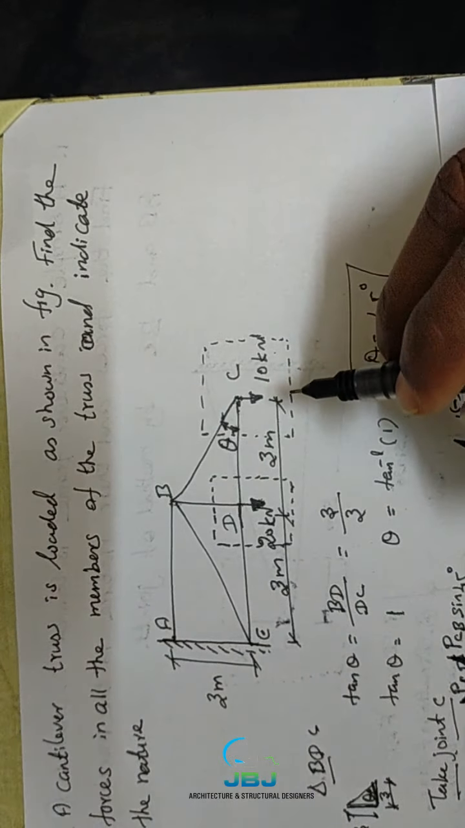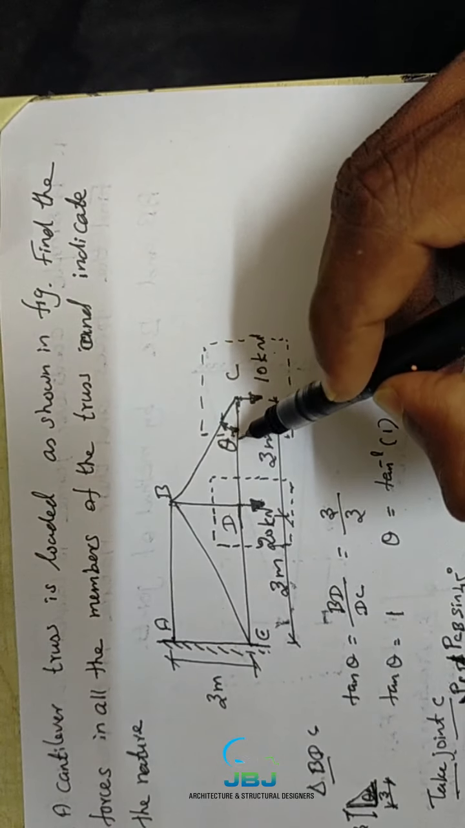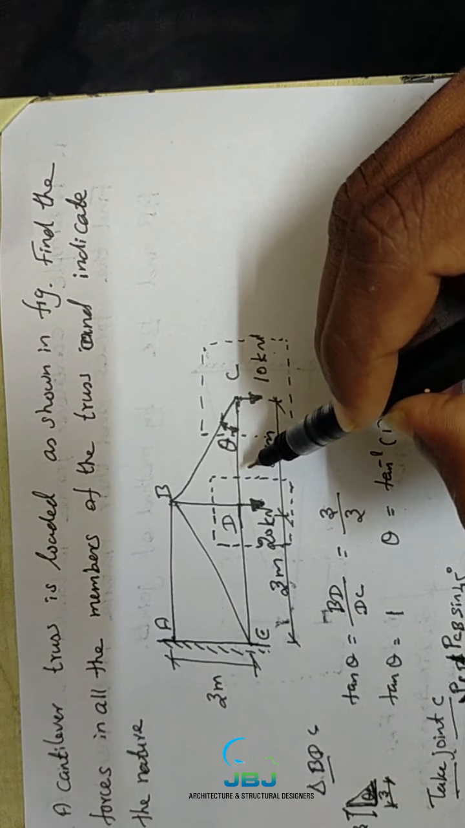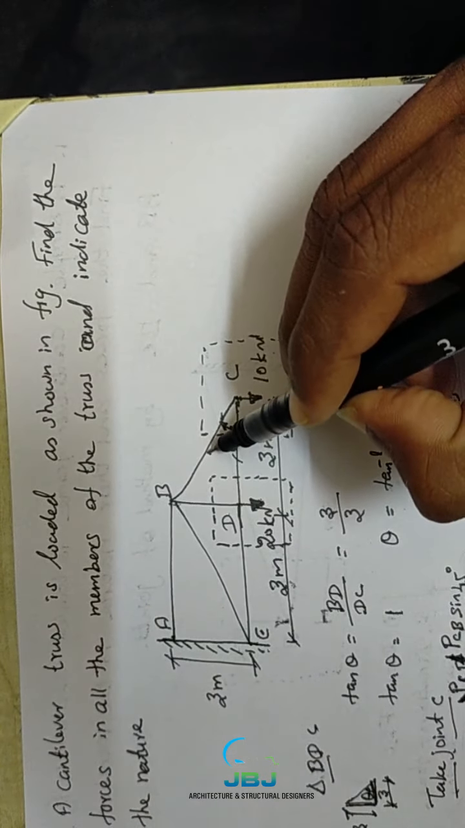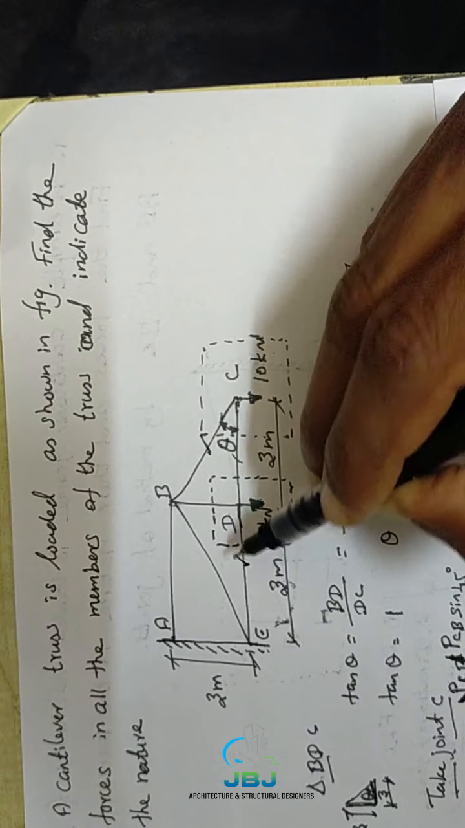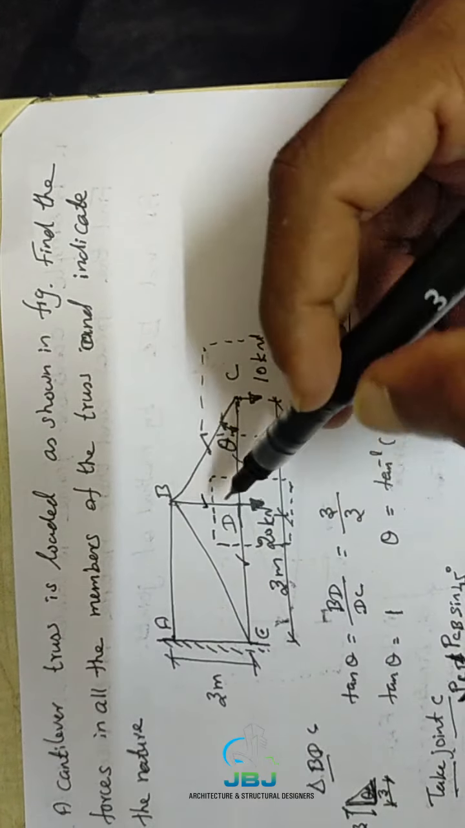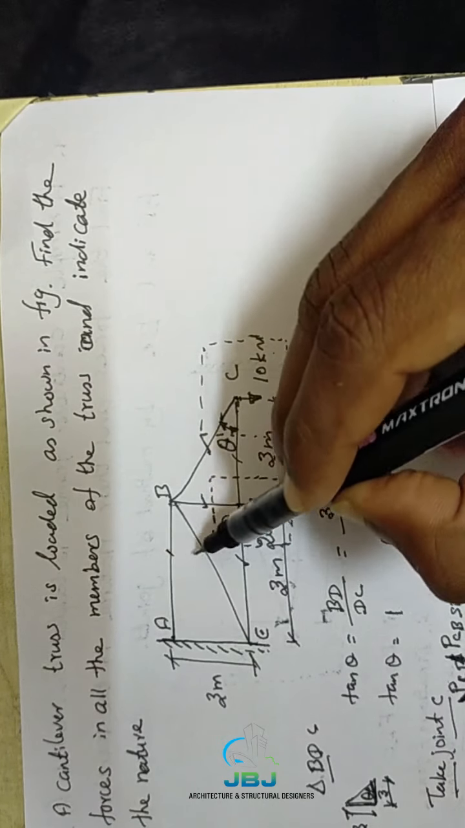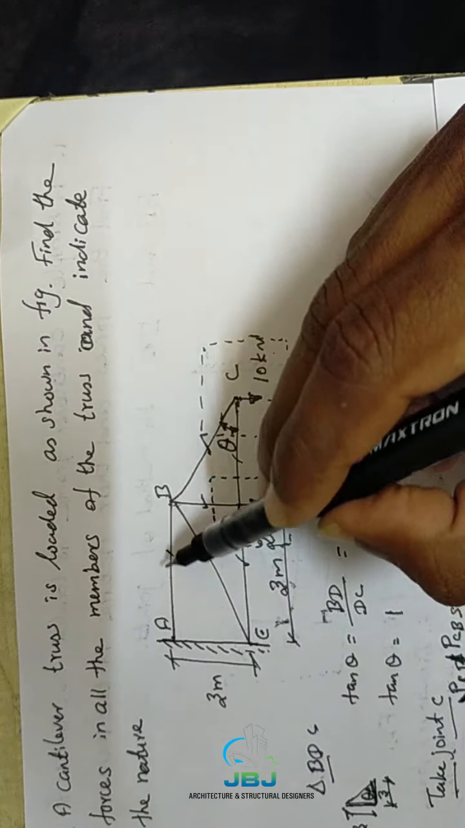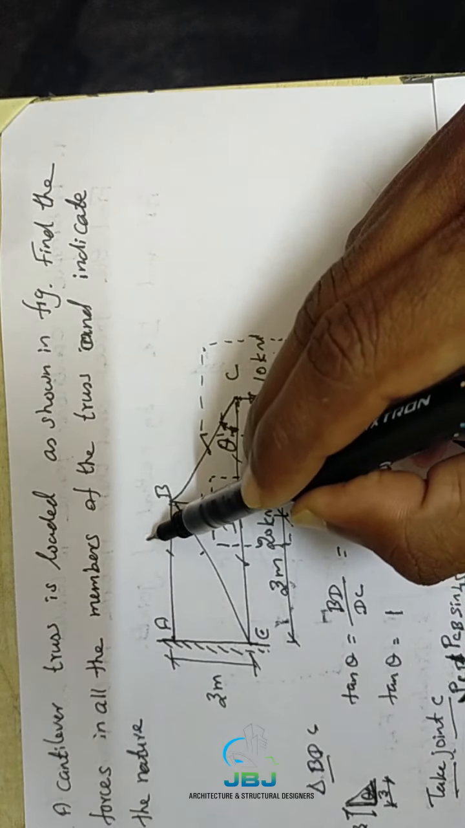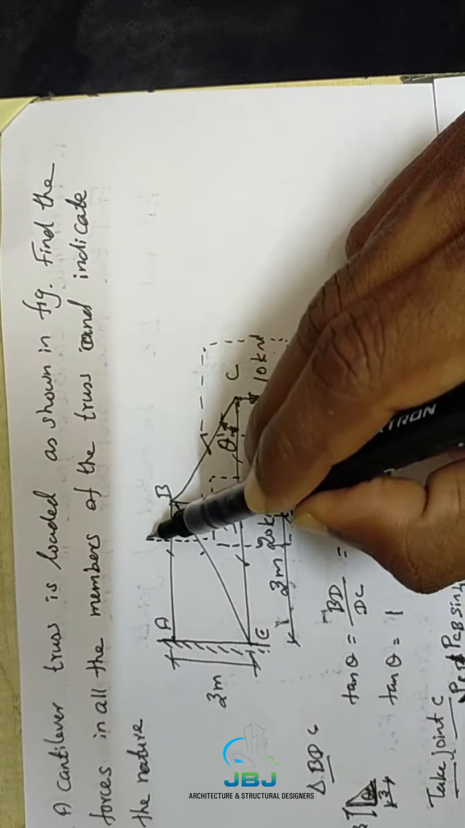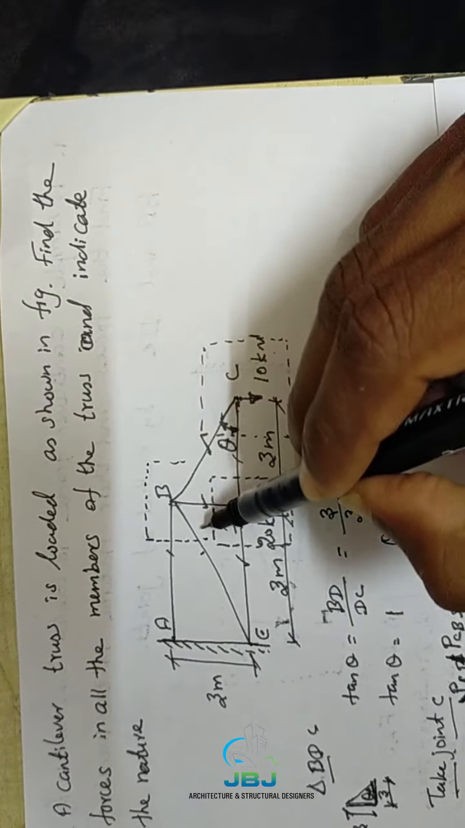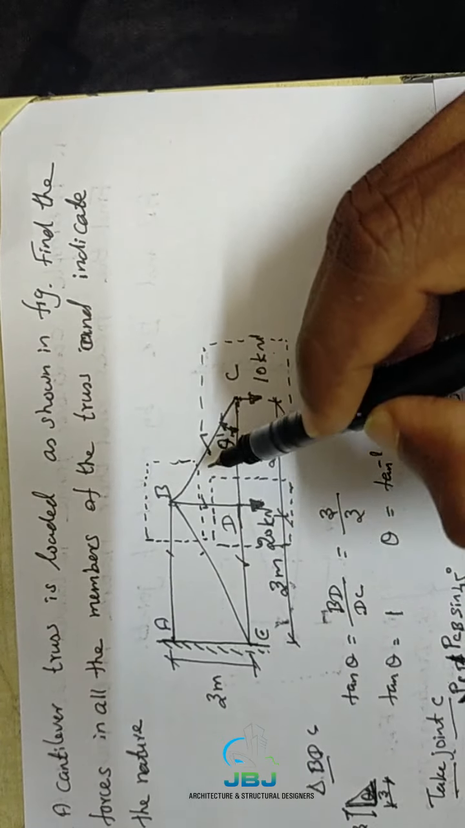Here one more joint is remaining, right? We need to find the forces of these members. We know the value of this member, and finally we don't know the values of these two members, right? Now we are going to find the forces of these two members. As usual, what should we do? First of all, this is for your reference, no need to be confused.